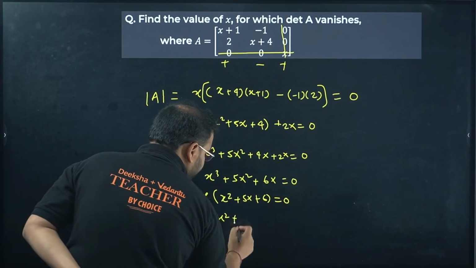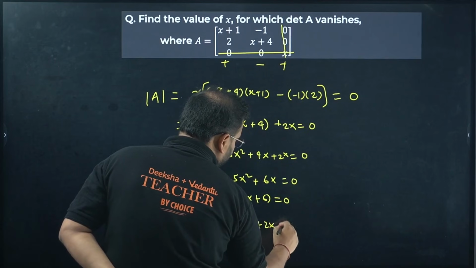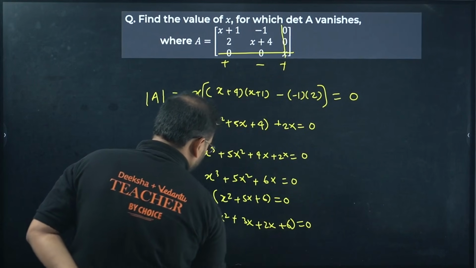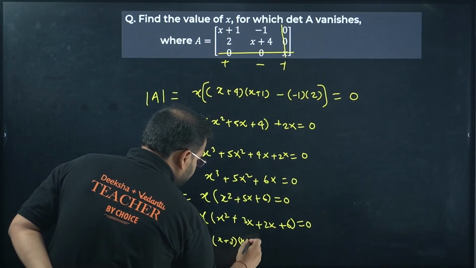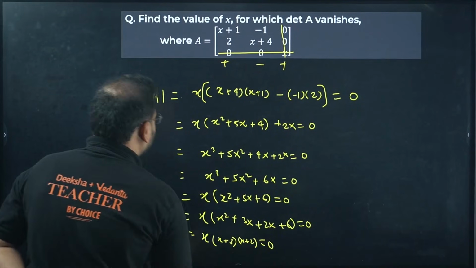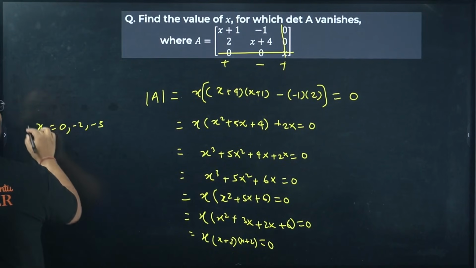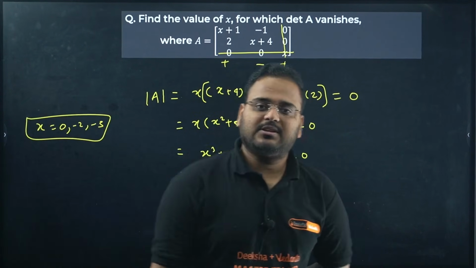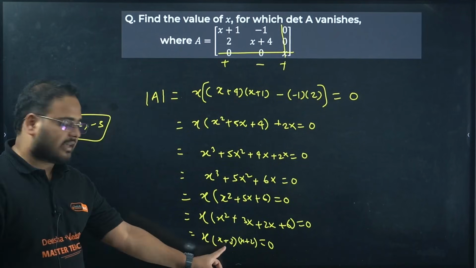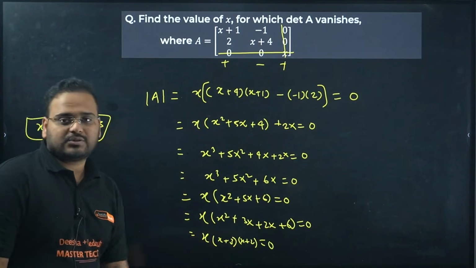x square plus 3x plus 2x, so the product is x plus 3 and x plus 2 equal to 0. The values of x are basically either 0, minus 2 or minus 3. Check the factors that you have: x, x plus 3 and x plus 2. So from here you get 0, minus 3 and minus 2.